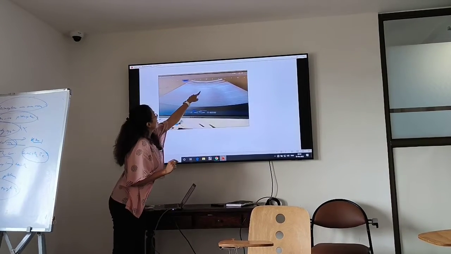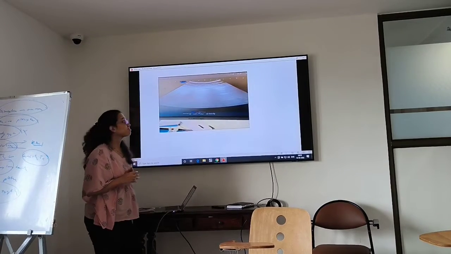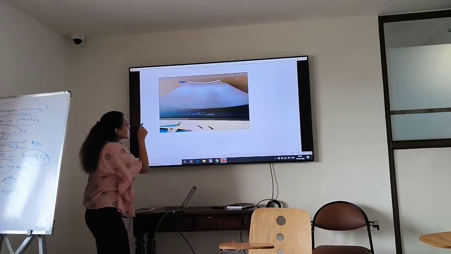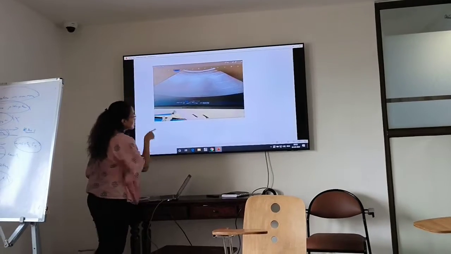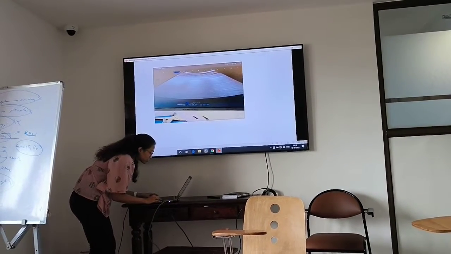Can you all appreciate this movement? So those are B lines, the ones that are moving.